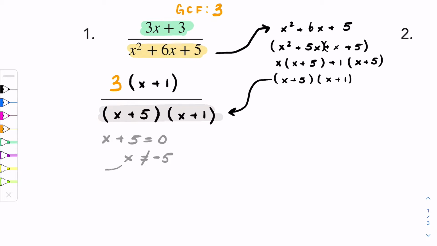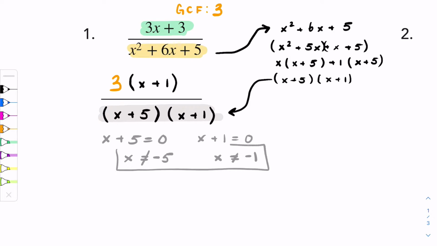Because if x equals negative 5 and I substitute it back into this expression, I would end up with 0, and you cannot have a 0 in the denominator. So we need to eliminate that value. If I set x plus 1 equal to 0, I have a restriction of x equals -1. That means if I substitute -1 back into the original equation, I'm going to end up with a 0 in the denominator, which again, we cannot have.